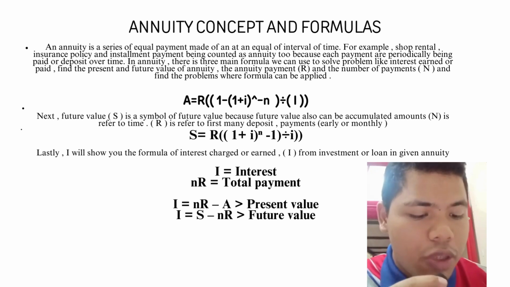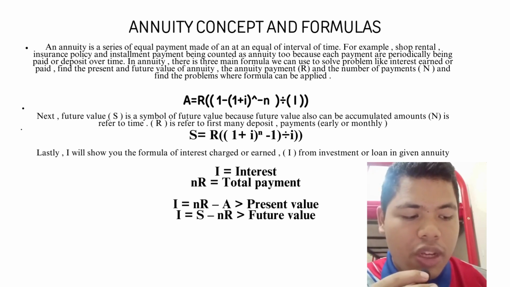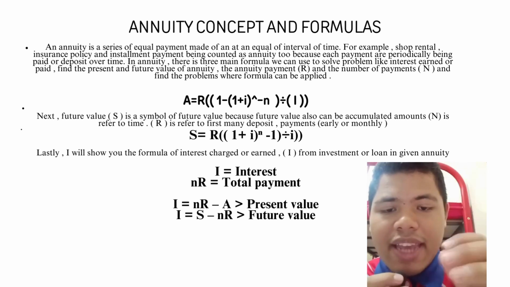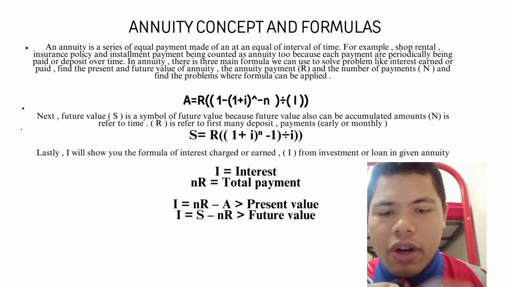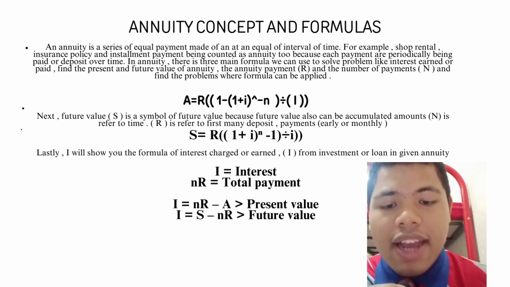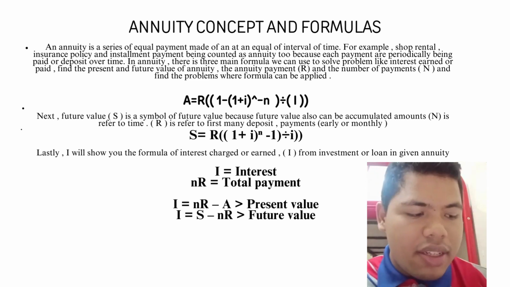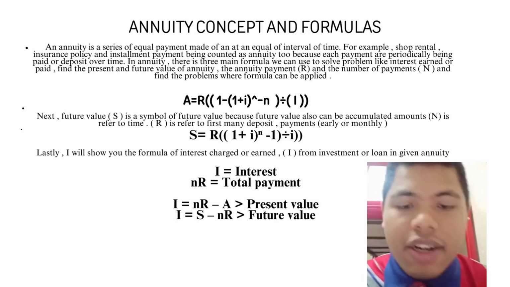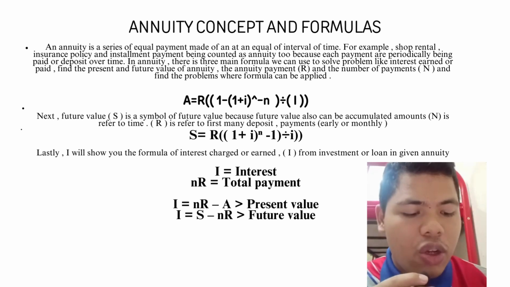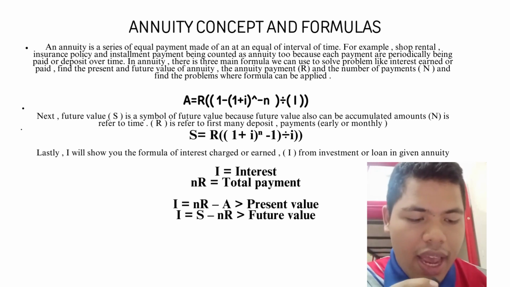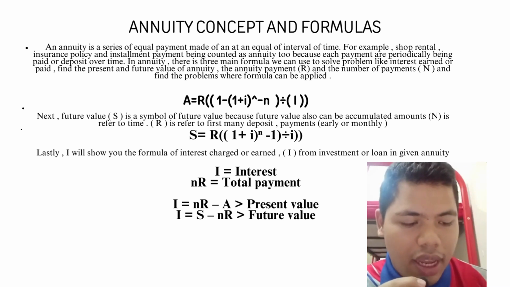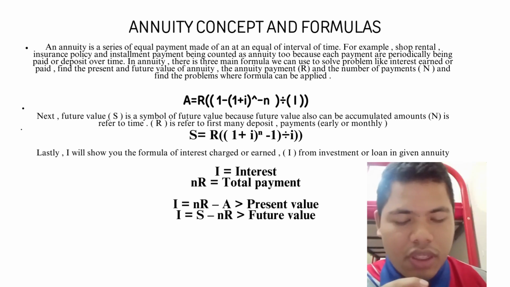S is a symbol of future value, because future value can also be the accumulated amount. That means we will pay at the end of the year or at the end of the agreement. R refers to the regular deposit payments, yearly or monthly, like I said earlier. So we can look at the formula as an accumulated amount for an annual R and the rest of them.